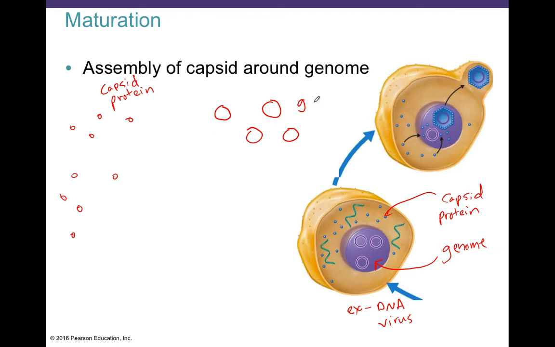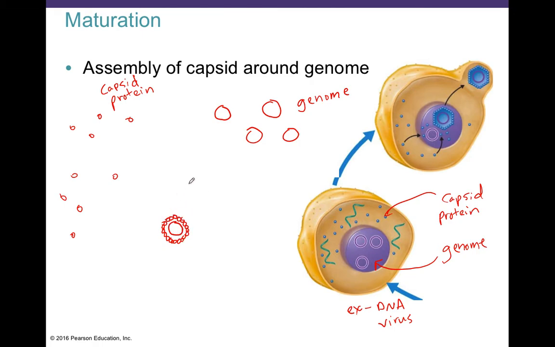So here's our genome. There are lots of copies of all of these things. Essentially these pieces interact with each other and take over the cell to direct assembly, bringing these capsid proteins around the viral genome. Usually every single virus particle has one copy of the genome. So what has to happen is these building blocks come together to essentially form a package around it.